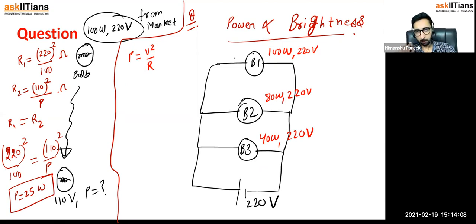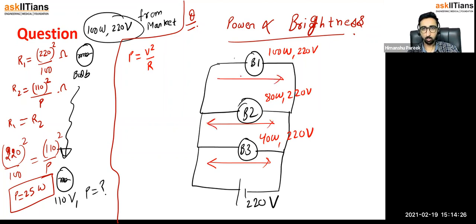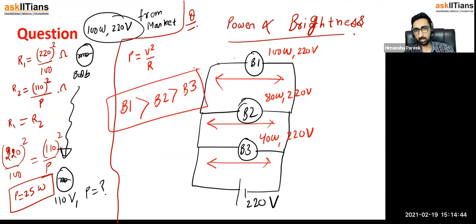Here in this case, every bulb would be getting the same voltage because they are in parallel connection. This is 220 volt, this is 220 volt, and this is 220 volt. So every bulb is getting 220 volts. And now at 220 volts, bulb 1 has the greatest power, so its brightness would be more. Bulb 2 would have a little bit less, and bulb 3 would have even less. So that is the relation. Bulb 1 would have the most glow, 2 would have less, and the third would have even less.